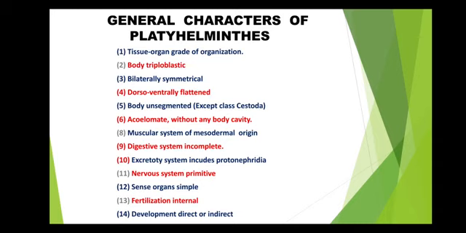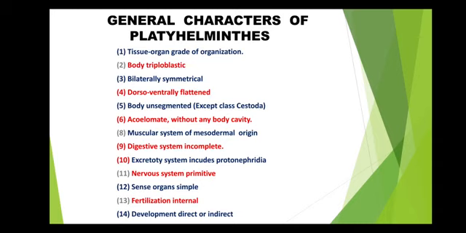Point number 8, digestive system. The digestive tract, if present, is incomplete without anus, and the digestive tract is absent in tapeworms. Respiratory system and circulatory system are absent. Point number 9, skeletal system. The fluid in the parenchyma networks maintains the body shape. It is called hydroskeleton.